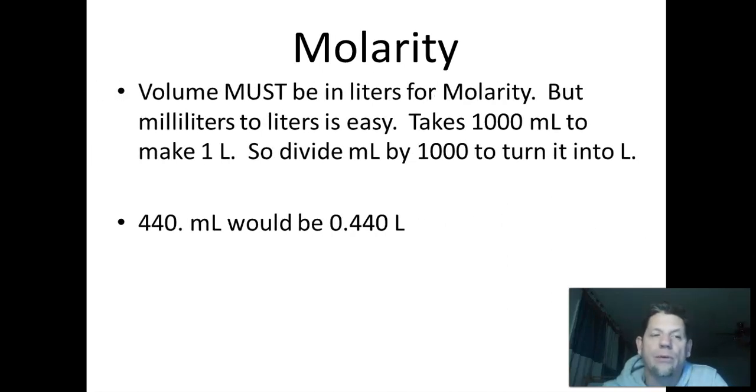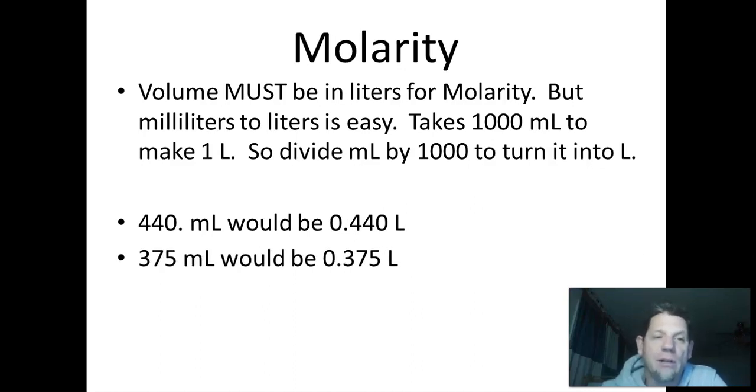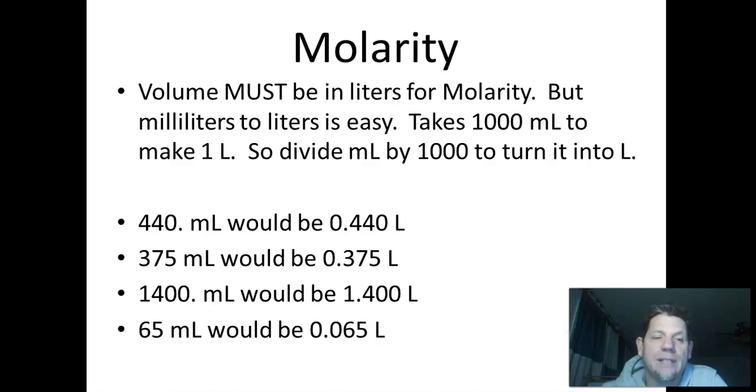if we have 440 milliliters, that's 0.440 liters. If you have 375 milliliters, that's 0.375 liters. If you have 1,400 milliliters, that's 1.400 liters. If you have 65 milliliters, this is the one where it gets kind of confusing, because since we're dividing by 1,000, we're moving that decimal 3 places to the left. And notice it went 3 places left. It was 65, and the decimal point was right about there, and now we're moving it over there. So remember that you have to convert to liters. If you don't convert to liters, you're going to get the wrong answers.